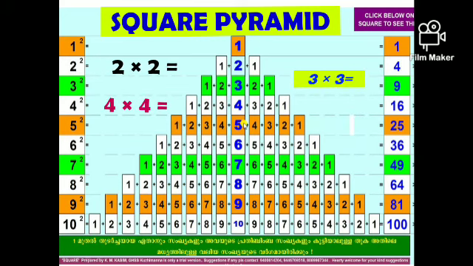Now 5 square is equal to 1 to 5 added, then its reverse order is also added, then we will get 25. Now 6 square is equal to adding up to 6 and again back to 1. Then the answer is 36. Root of 36 is equal to 6. Look here, 10 square is equal to adding up to 10, then the reverse order, then we will get 100. Root of 100 is equal to 10.